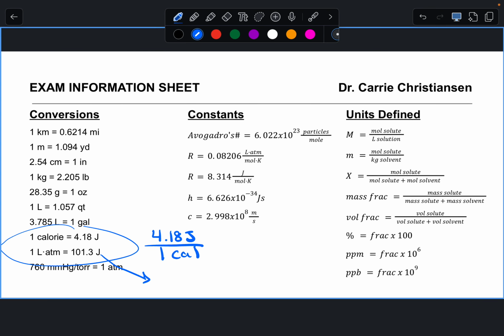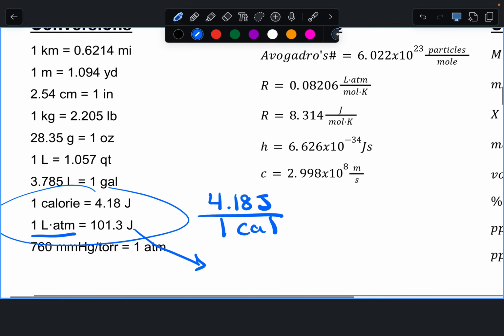And then the other one we'll use when we do work calculations, because those involve a gas, is liter atmospheres. It's very weird, but that is an energy unit. When you do pressure times volume, that actually gives you an energy unit. And so that conversion is 101.3 joules per liter atmosphere. So again, you could just put that as a conversion factor. And we'll have to do this probably in class on Wednesday. But you can use that as a conversion factor, okay?